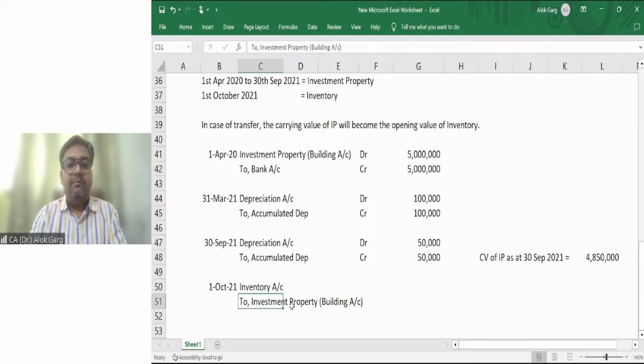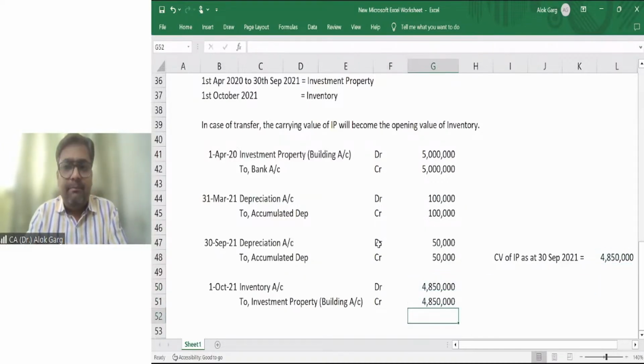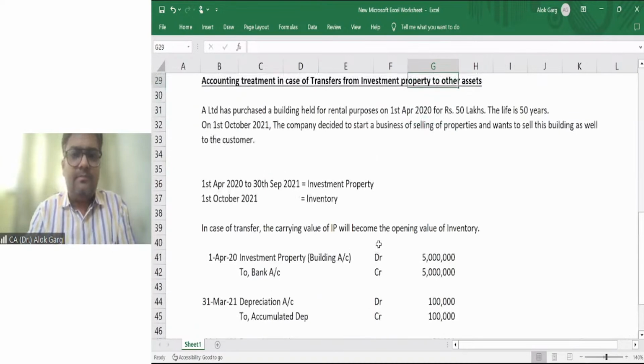To investment property building account, right? Okay. Debit, credit. Value is 48 lakh 50,000. Simple. Any problem? Any doubt? Very simple.